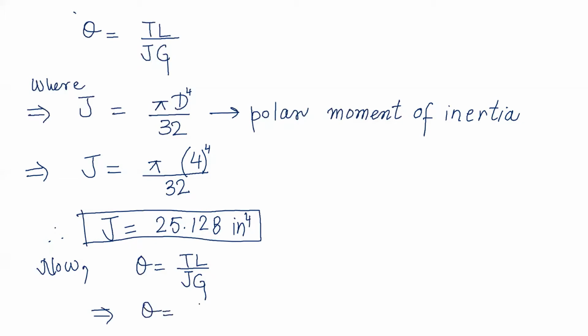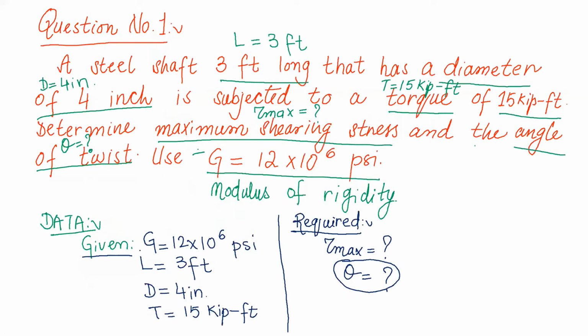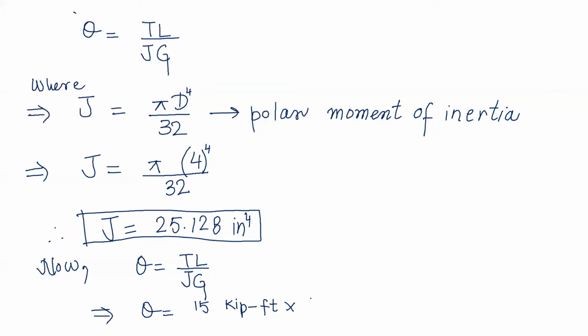The value of T will be what? 15 kip-ft. It is given in the question, torque. 15 kip-ft. Length should be 3 feet. It was given in the question. Let me show it back. Length is 3 feet. Torque is 15 kip-ft. So length is 3 feet.